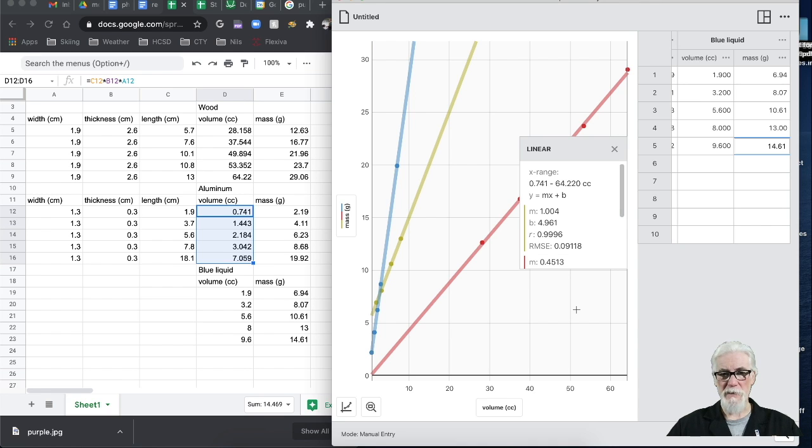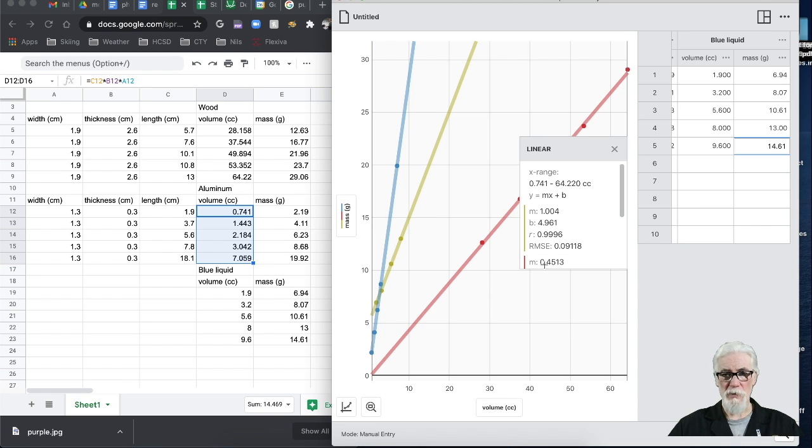So density isn't the same as mass. It's possible for a wooden block to weigh more than a piece of aluminum if it's a bigger wooden block. But the density, the ratio of mass to volume, will always be lower for a wooden block and higher for aluminum. Here's another interesting thing about this graph.